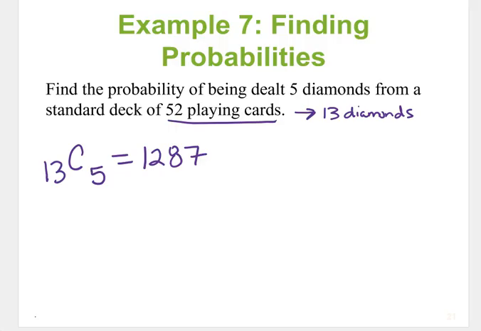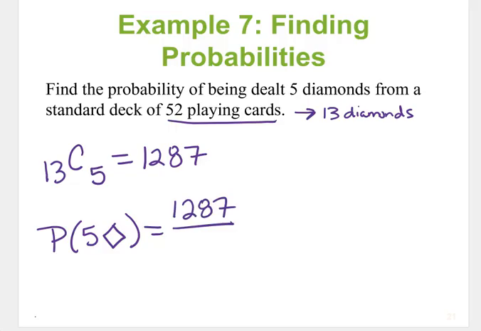But here's the problem. I'm not starting with the diamonds, right? I'm starting with the whole deck of cards. So the probability that you're going to get 5 diamonds is going to be the number of ways that you can choose the diamonds. And so there are 1,287 ways that you could choose those 5 diamonds out of just the diamonds. And then you're going to divide that by the total number of ways that you could choose from those 52 cards, those 5 particular diamonds that you want.